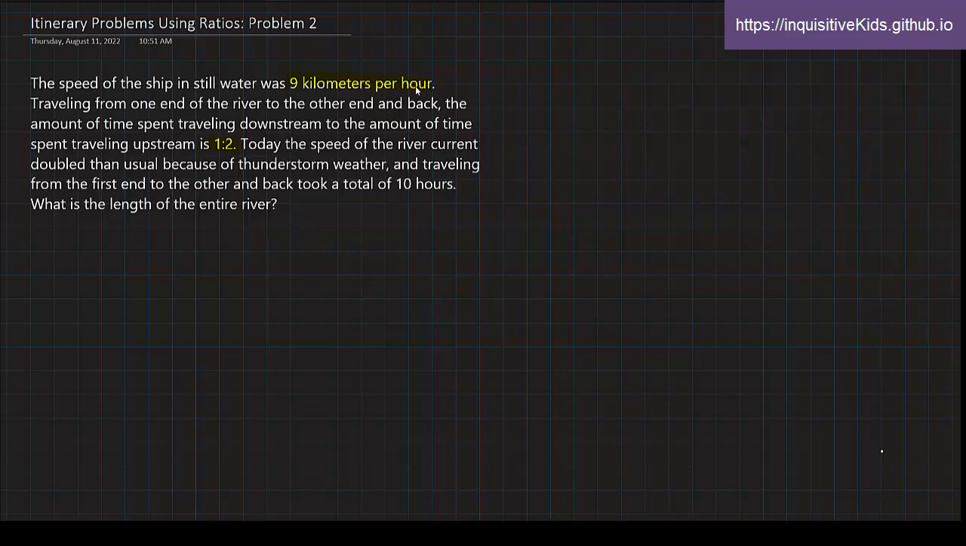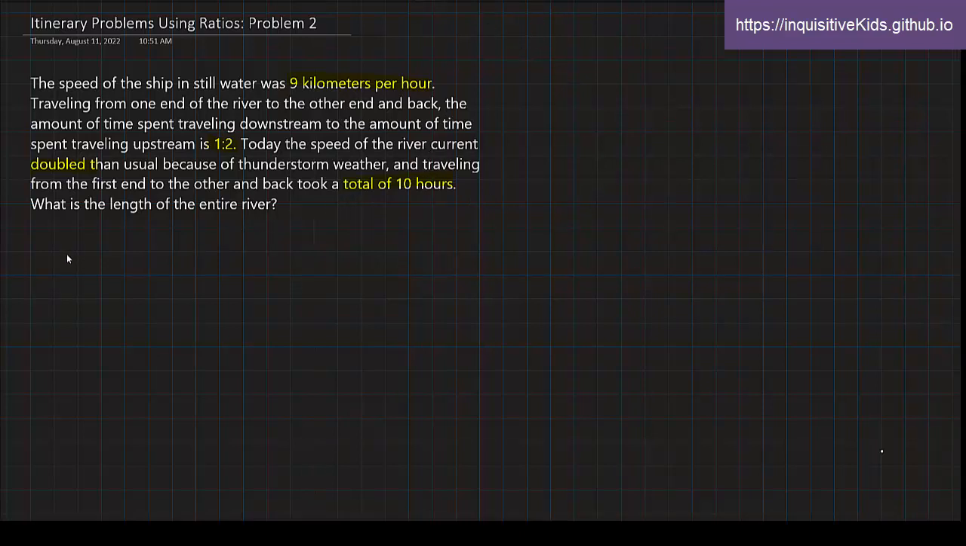Today, the speed of the river current doubled compared to usual because of the unusual thunderstorm weather. And traveling from the first end to the other and back took a total of 10 hours. So we're being asked, what is the length of the entire river?